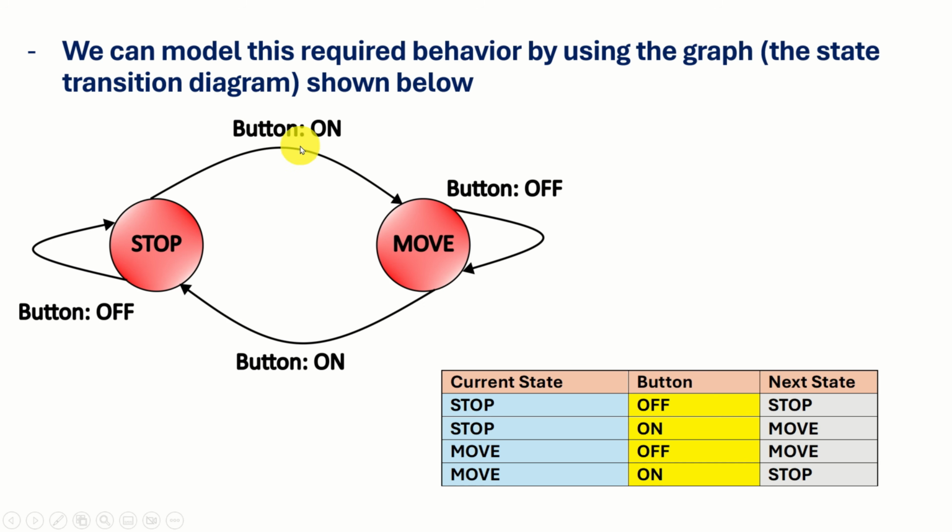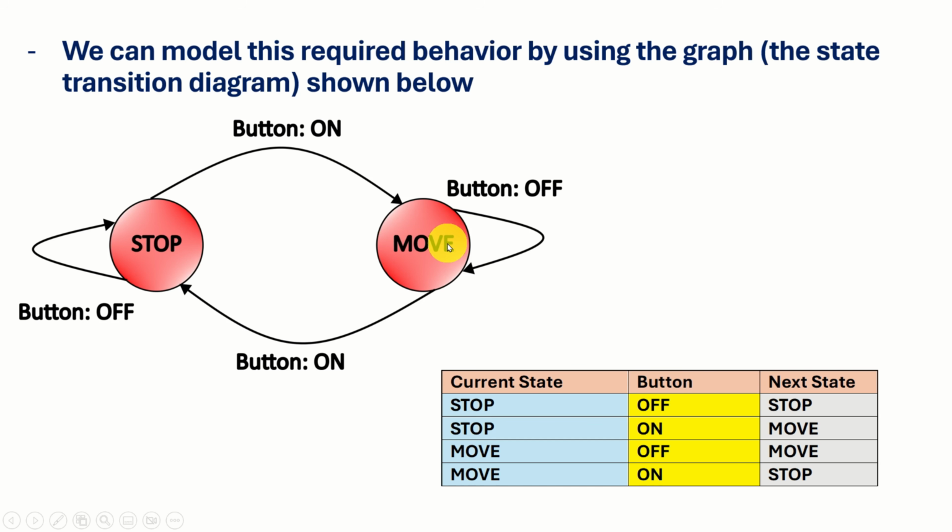If the button is on, that is, if the user presses the button, the robot will go from the stop state to the move state. On the other hand, if you release the button, then the robot should stay in the move state. And this is represented by these transitions over here. Here's the first transition from stop to move, and then we have the transition which is only in the move state. That is, we have a cycle.